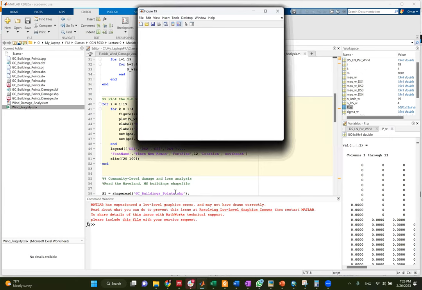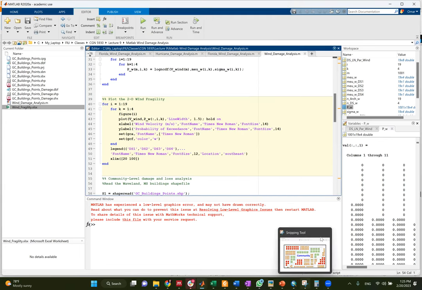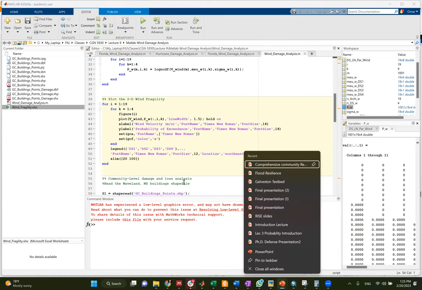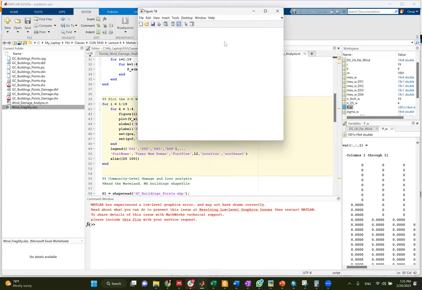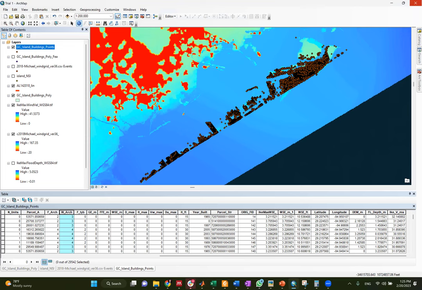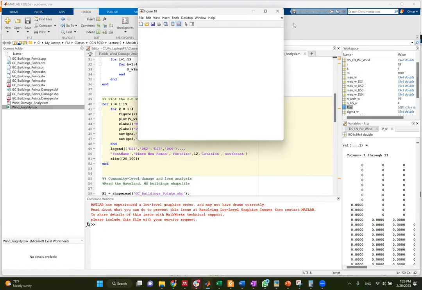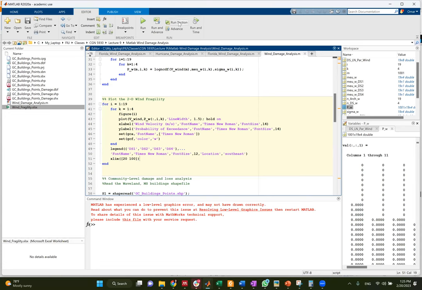Yep. So right now, it says MATLAB has experienced a low level of graphics error. Don't know why. Unfortunate. Okay, let's close ArcGIS and see what will happen. And let's rerun this.